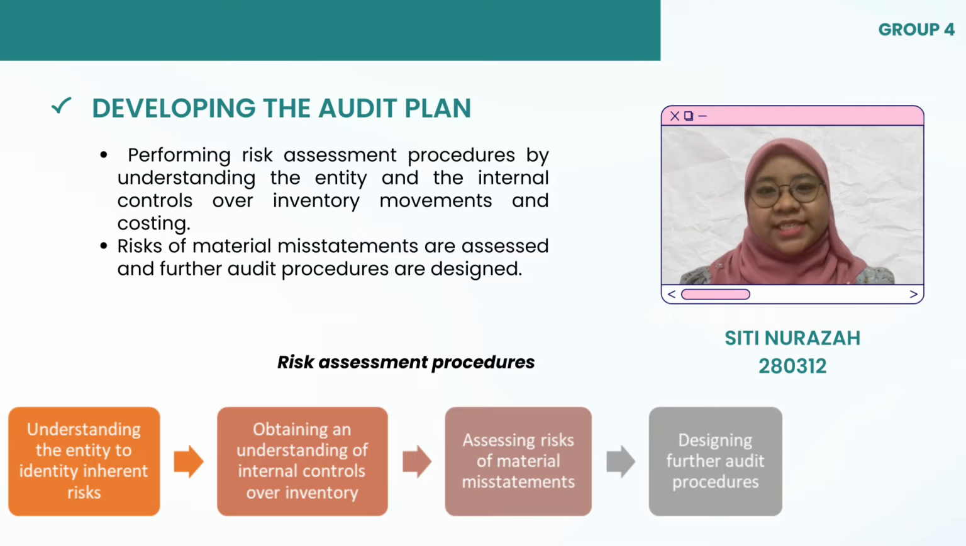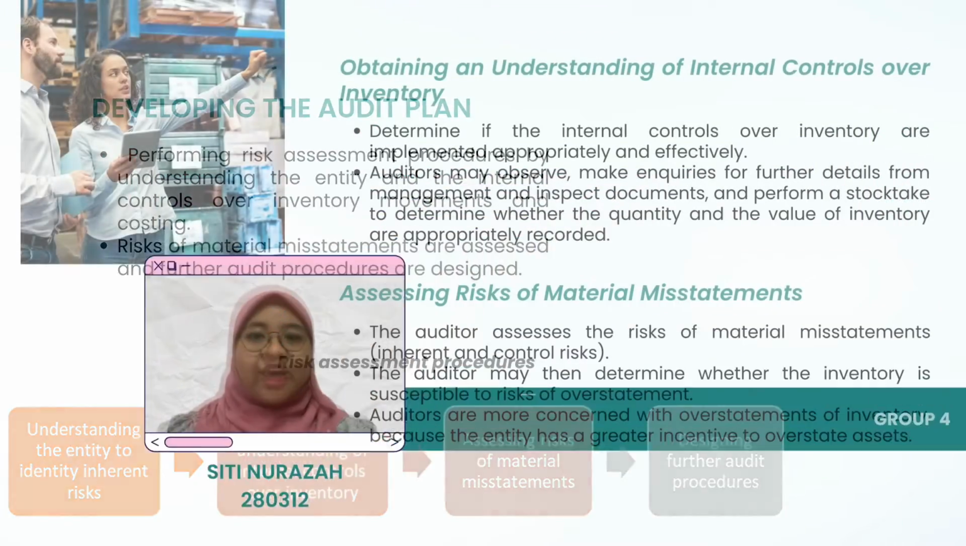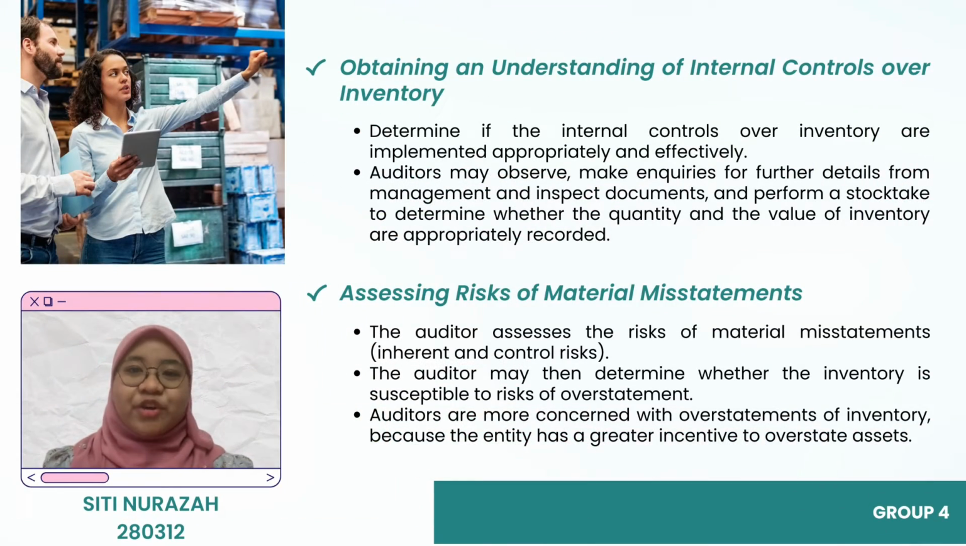They have a risk assessment procedure, which is understanding the entity to identify risks, obtaining and understanding internal control over the inventory, assessing risk of material misstatement, designing further audit procedures, and determining if the internal control over the inventory is implemented appropriately and effectively. Audit may observe, make a query for further detail from management, inspect documents and perform a test to determine whether the quantity and the value of inventory are appropriately recorded.